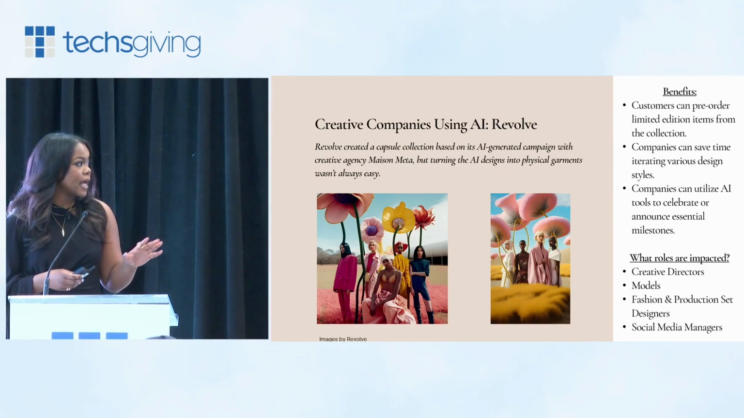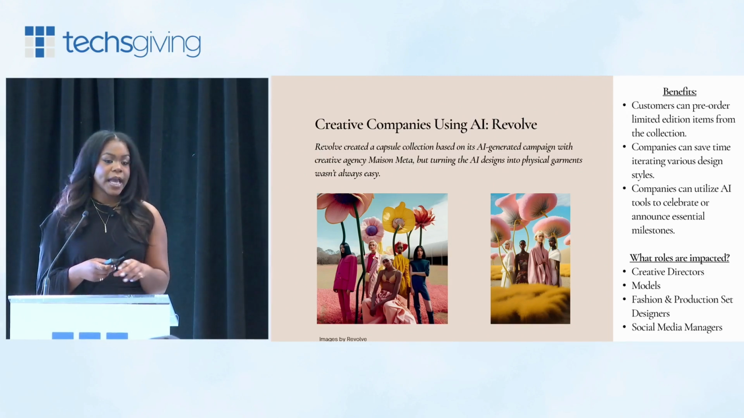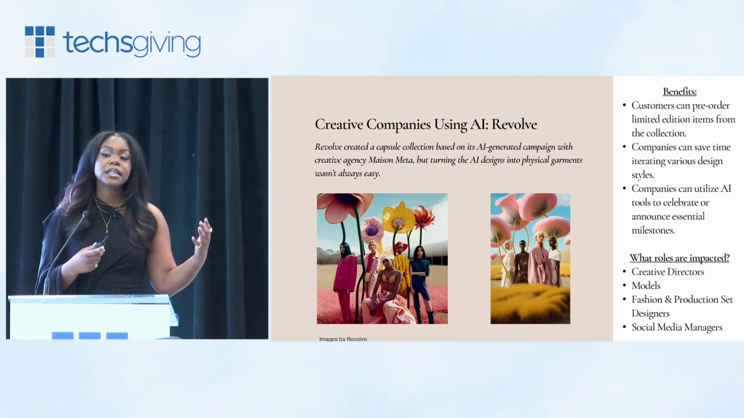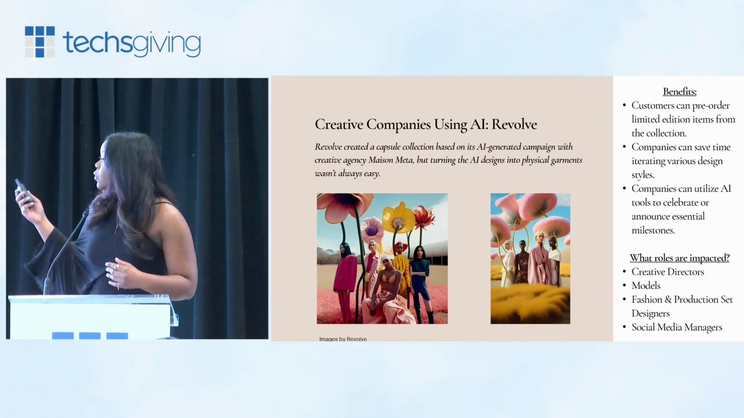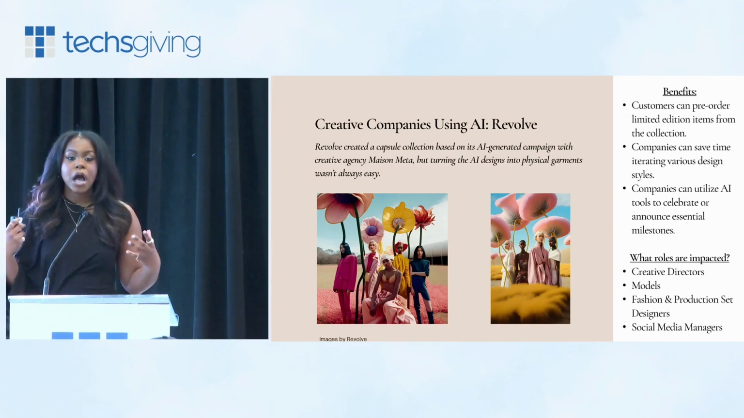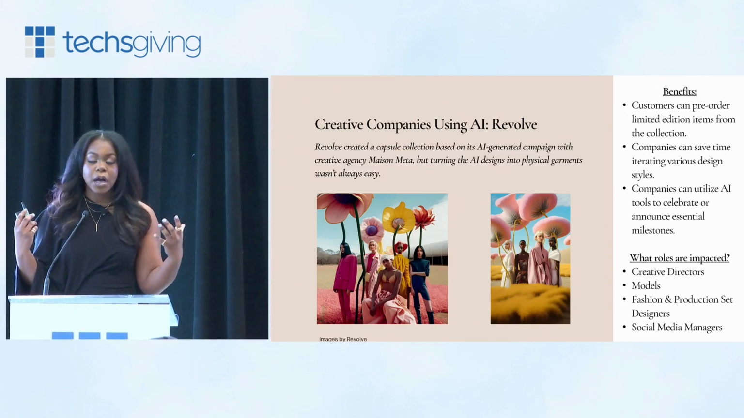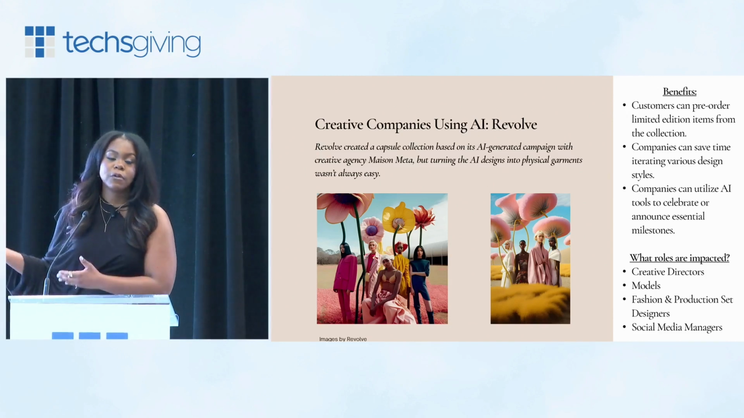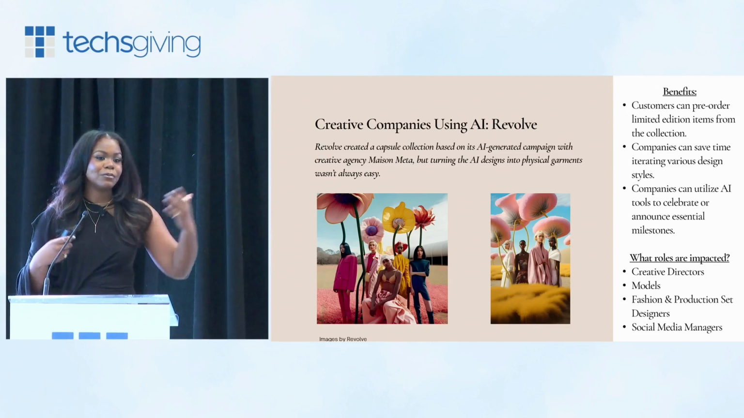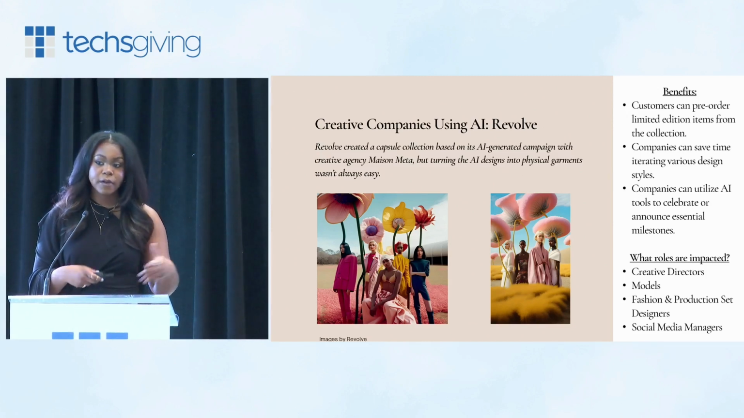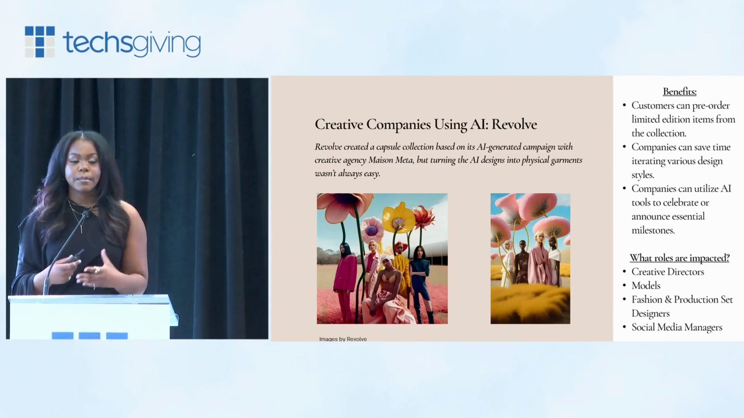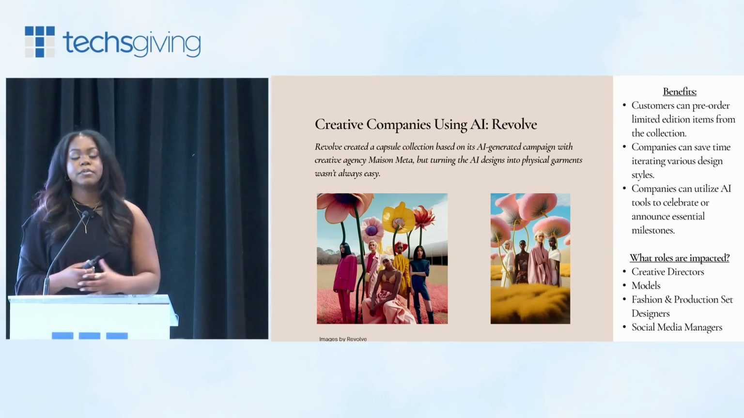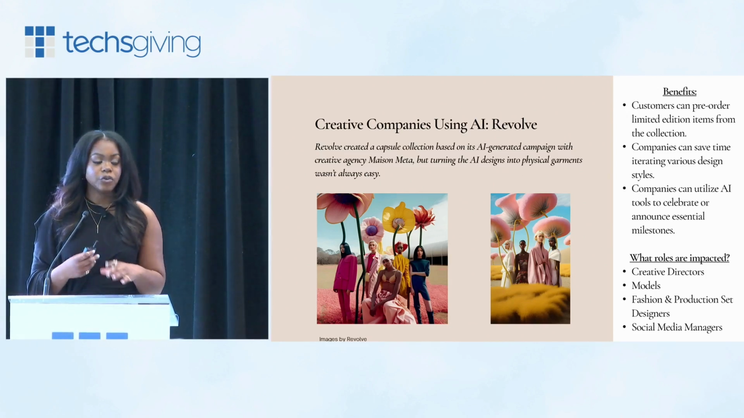In addition to that, the companies that were utilizing the AI were able to see and test the limits of what's out there. So you can see the various models there. You can see how you can recreate models of different sizes. Unfortunately, Revolve just used the same type of models that we see in real life. But with AI, you can generate models of various sizes. So if that is something you want to implement with your campaign, you can.